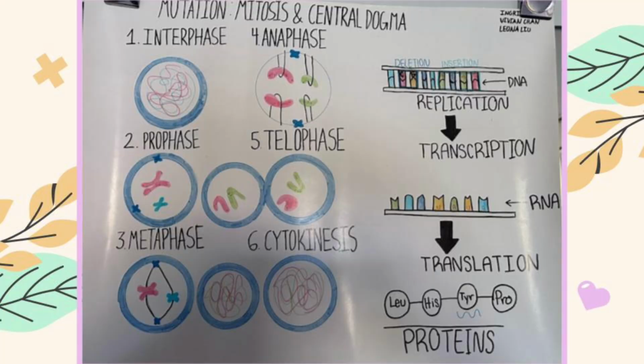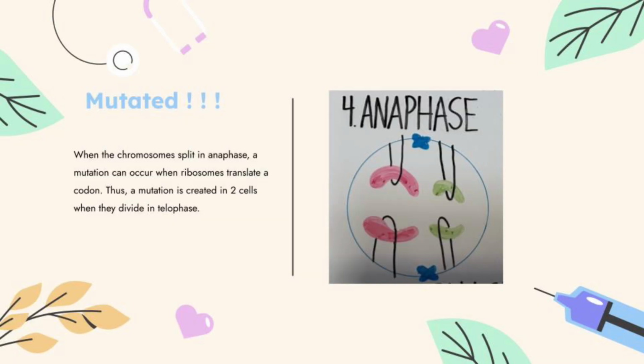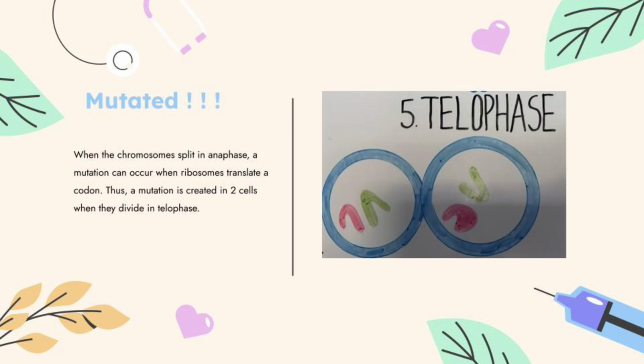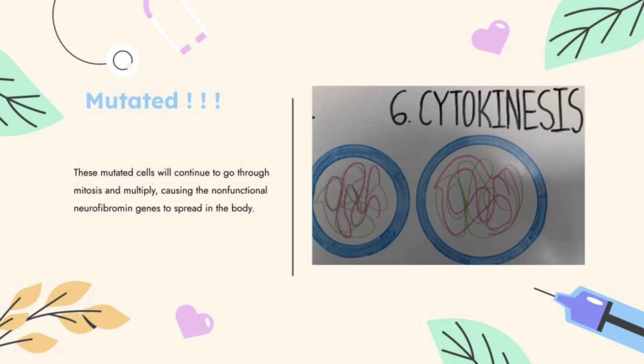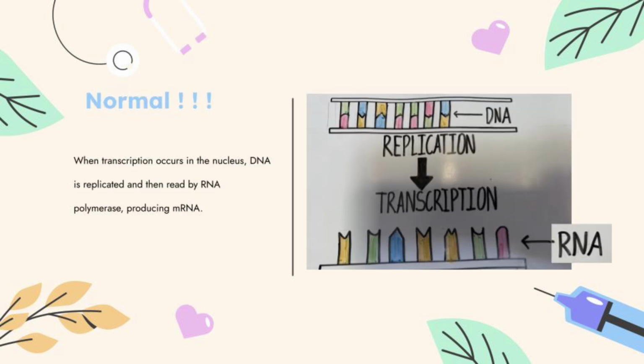When the chromosomes split in anaphase, a mutation can occur when ribosomes translate a codon. Thus, a mutation is created in 2 cells when they divide in telophase. These mutated cells will continue to go through mitosis and multiply, causing the non-functional neurofibromin genes to spread in the body. Central dogma is the process of transcription and translation.